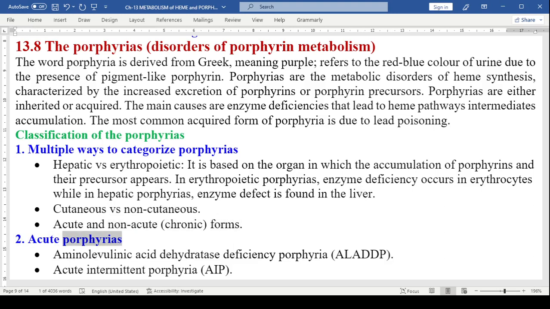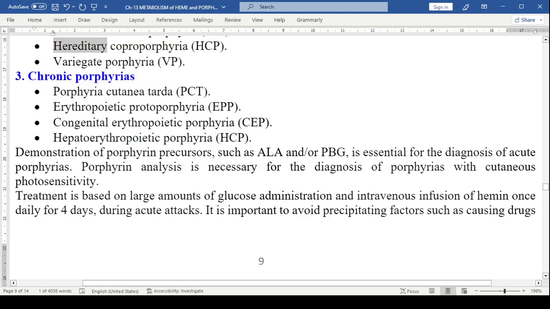2. Acute porphyrias. Aminolevulinic acid dehydratase deficiency porphyria, ALDP. Acute intermittent porphyria, AIP. Hereditary coproporphyria, HCP. Variegate porphyria, VP. 3. Chronic porphyrias. Porphyria cutanea tarda, PCT. Erythropoietic protoporphyria, EP. Congenital erythropoietic porphyria, CEP.